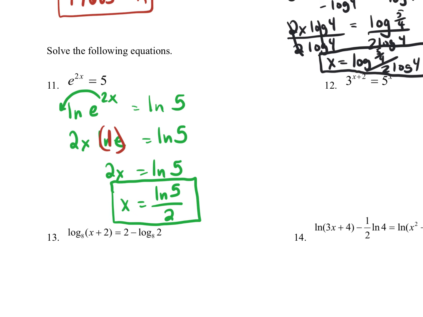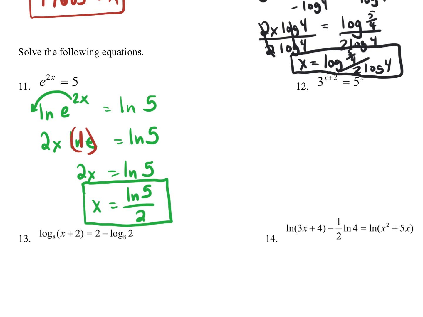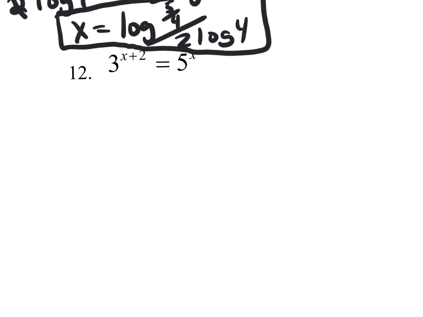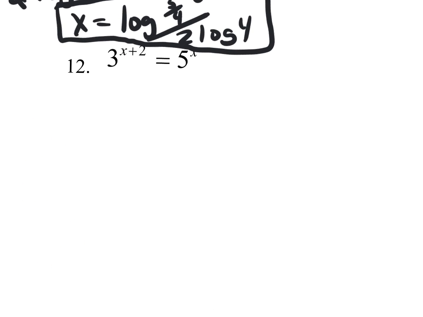Now 12 is another exponential. Looks like our last exponential. Now again, I would love if I could get the bases the same, but I have 3 and 5. That doesn't seem like that's going to be very easy. So if you can't get the bases the same, just go ahead and take the log, doesn't matter which log, common, natural, does not matter. I'll go ahead and do the common log of both sides.